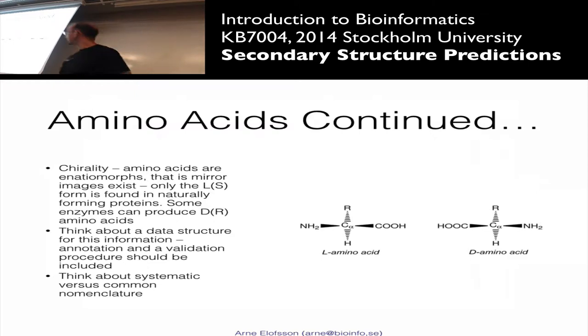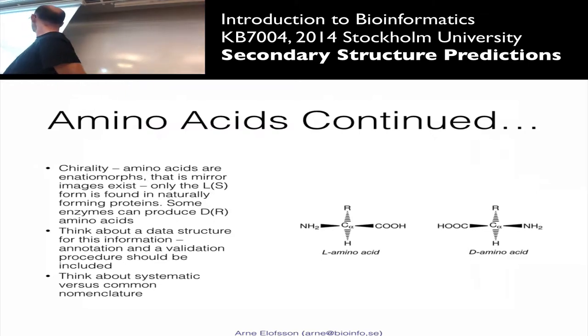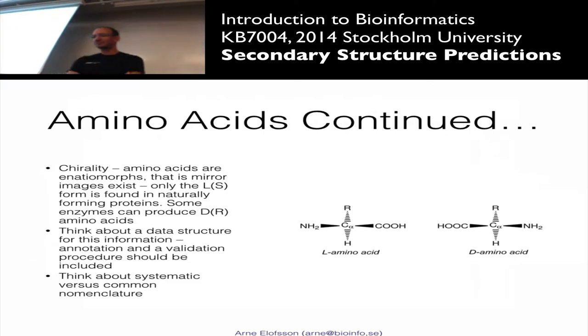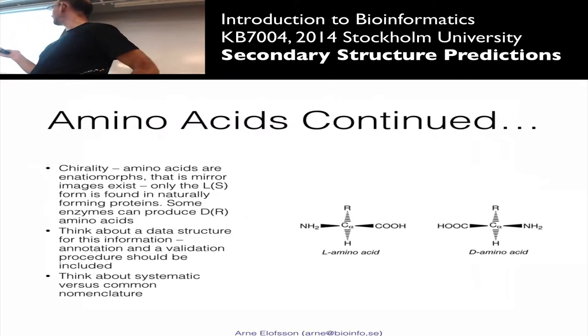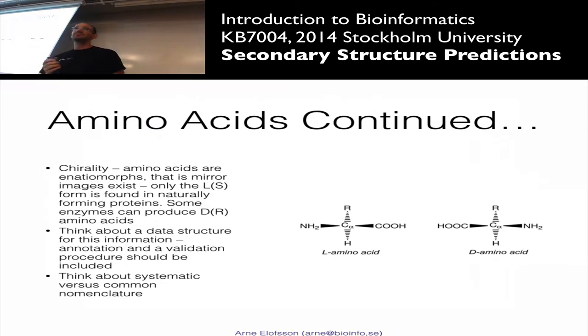See here in this case, the L points in this direction, while this one is turned around. They are mirror images of each other. There are some cases where organisms can produce a D amino acid and use it, but it's not very common. So we can ignore them.